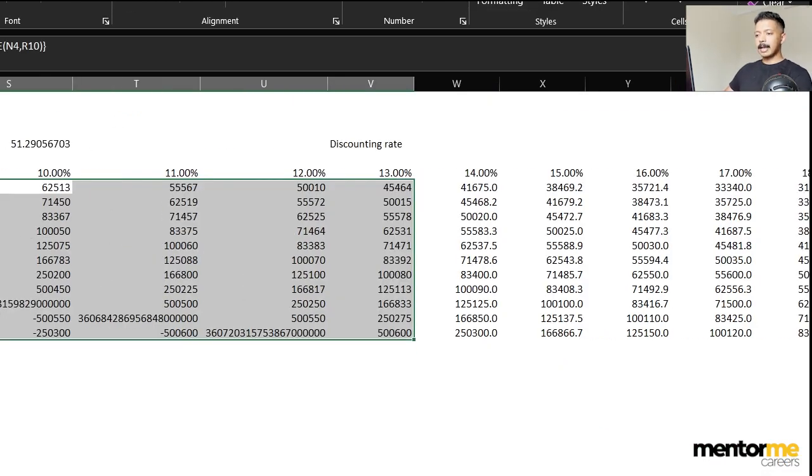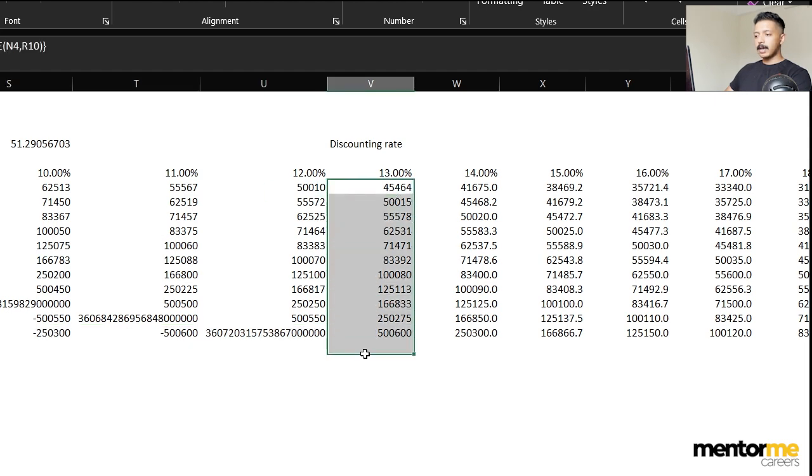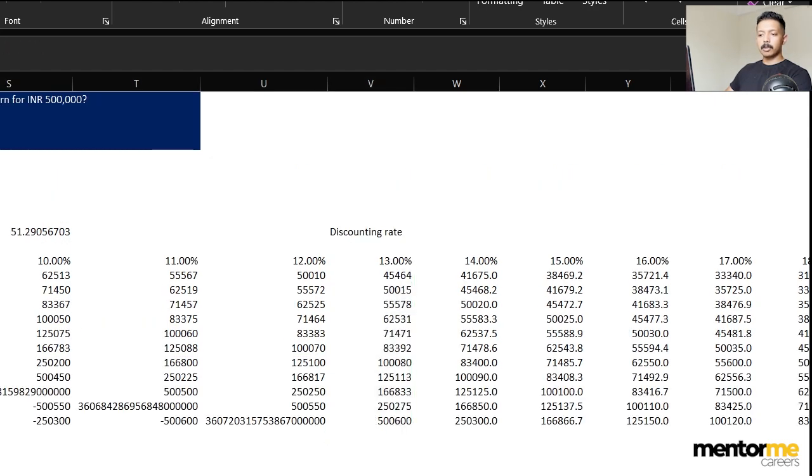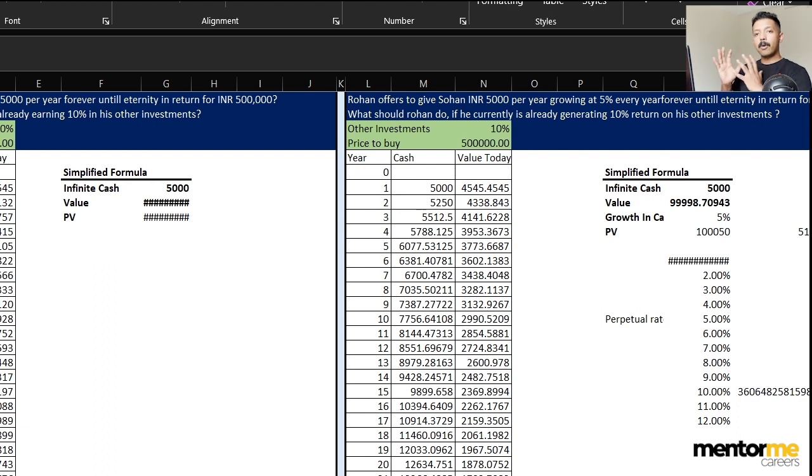Okay, so see what exactly happens when you are assuming a very high perpetual growth rate, your values will increase significantly, right? So it is very easy to go wrong with your perpetual growth rate. If you are assuming only 2%, the value comes up to about 62,000. If you're assuming 4%, it's about 83,000. So how significantly the value can increase is tremendous. You have to be careful with your perpetual assumption. So this is how you estimate the infinite cash flow, right?